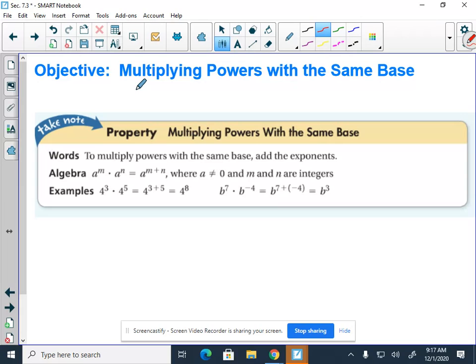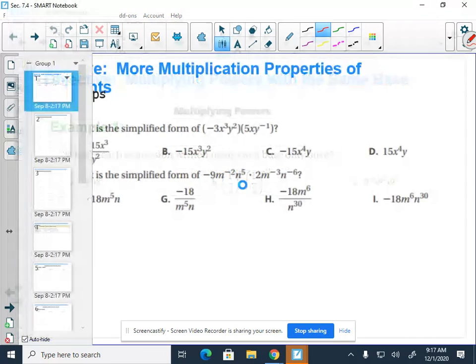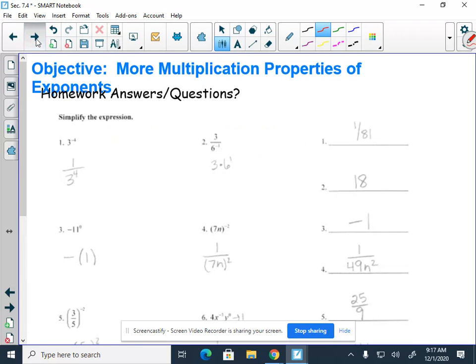To multiply powers with the same base, we add the exponents. That's the same one. Oh, this is the same sheet. I have 7.3 up. Wrong one. There we go. That was 7.3. This is 7.4.